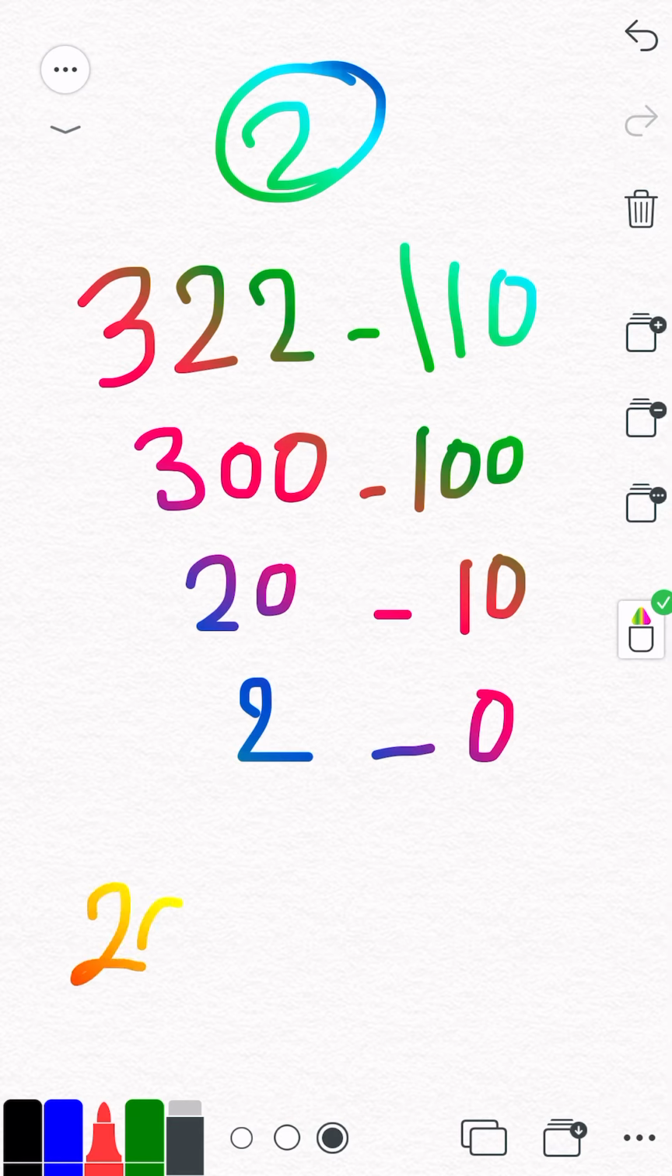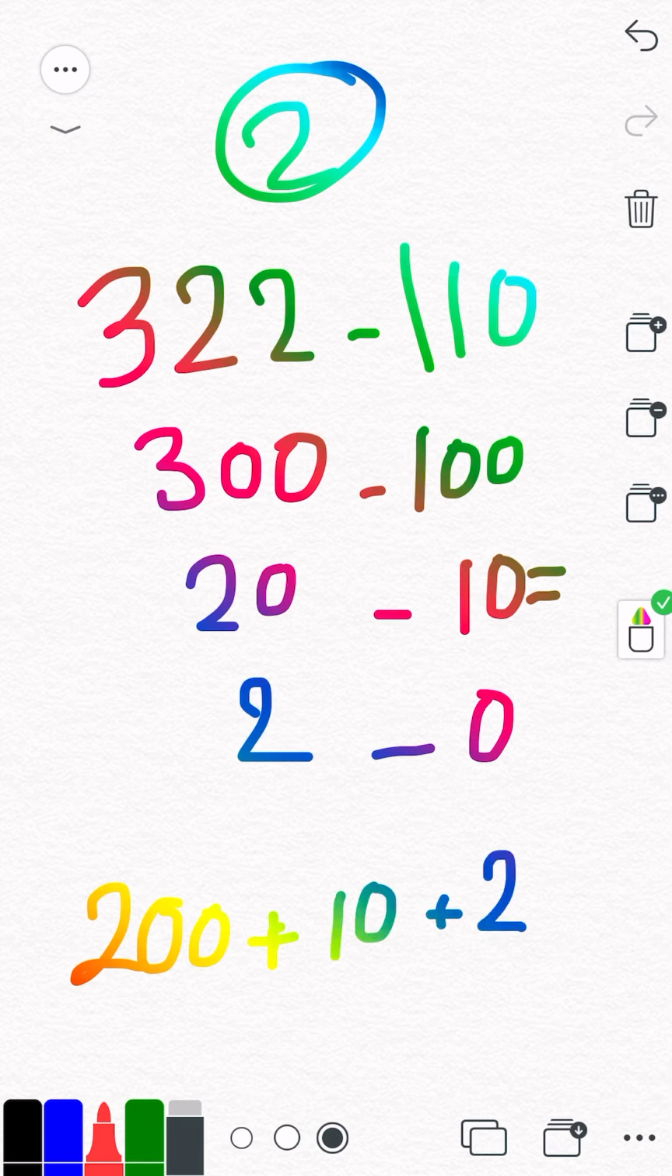That equals 200. Now sum it up with the answer from the tens subtraction. 20 minus 10 equals 10. 2 minus 0 equals 2. So the answer is 212.